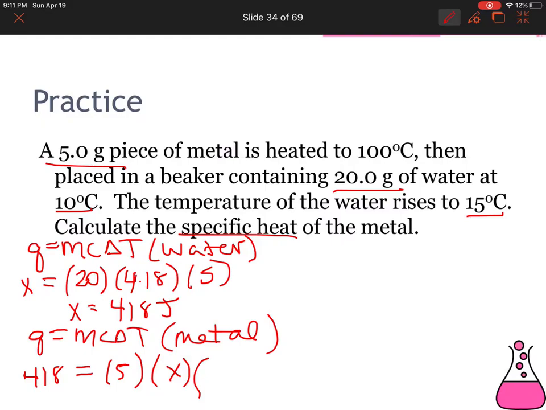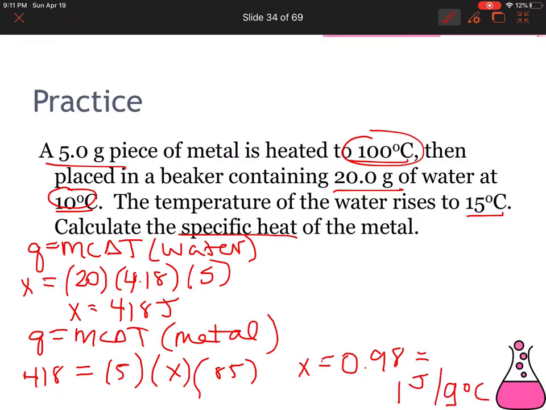That's my X. And my change in temperature, it starts at 100. It ends at that same 15 as the water, because remember, both substances get to the same temperature. So that's a change of 85 degrees Celsius. So I solve for my X, and it should come out to, say, 0.98. Then I look at my numbers. That's 100 and 10. Again, they only have one sig fig here. So it should come out to 1 joule per gram degree Celsius.